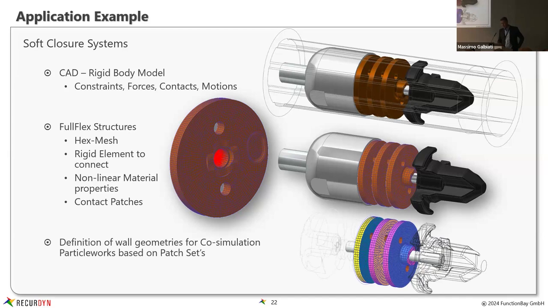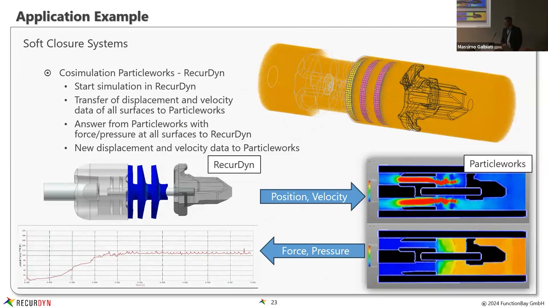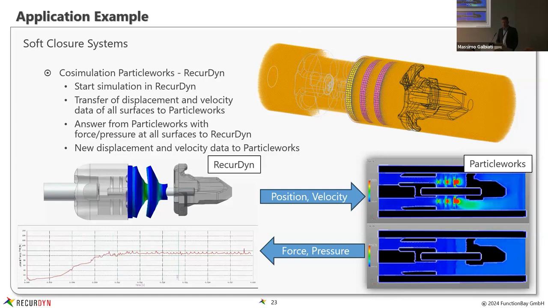So all these contacts are available, and then we press the start button and the co-simulation starts, and here you can see the results. On the left side you see just the Recurdyn model. I hide the bolts, the spheres, so you can see exactly how it is deforming. And on the other side you can see the typical flow results of Particleworks, and the diagram shows the force feedback to keep this system in position, how much force we need. And this fits maybe very well, but more from your side.